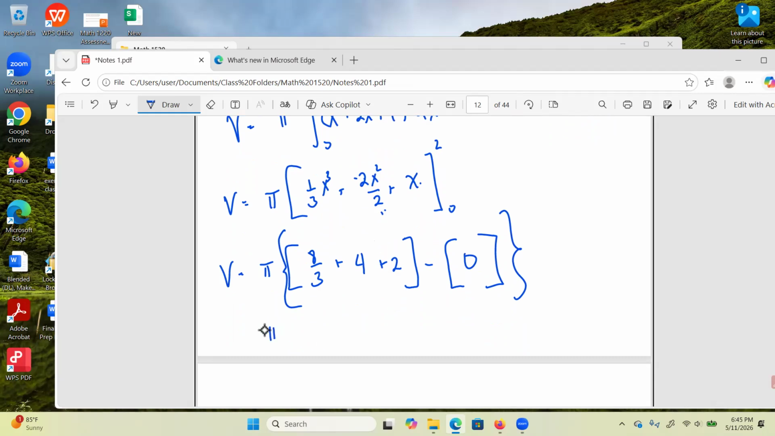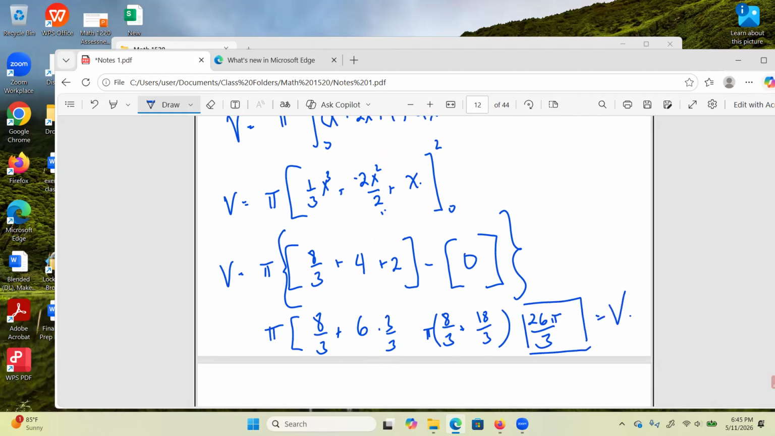So here we have pi times 8/3 plus 6. I'm going to go ahead and call this 18/3. So we can say this is 8/3 plus 18/3, all times pi. 18 plus 8, I think that's going to look like 26 pi over 3. And that is my volume that I'm looking for here. All right, and that's kind of the way you do these types of problems. It's not too bad.